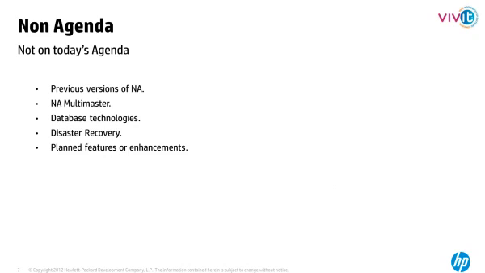Okay, what's not on the agenda? We're not going to discuss previous versions of NA, and we're not going to talk about NA multi-master. As many of you know, NA multi-master is one more distributed architecture which NA supports, but the goal is not to discuss that in this session. We're not going to get into database technologies. We'll assume that we have a database, but we won't get into what type of architecture it is. And disaster recovery: from 9.20, NA supports a feature called disaster recovery that goes very well with HS, but we are not going to talk about it. This is about horizontal scalability and failover. As usual, we are not going to discuss the features and enhancements in this session. That would be for a different one.